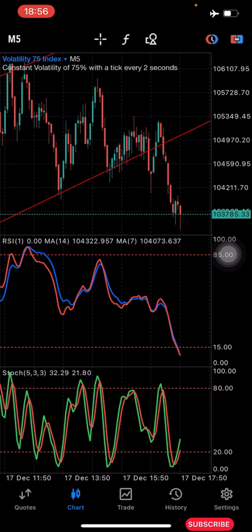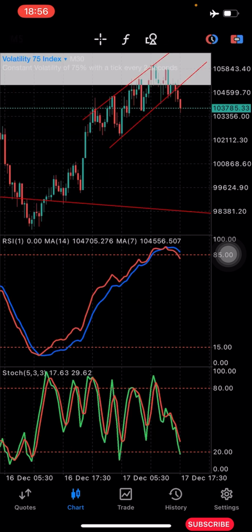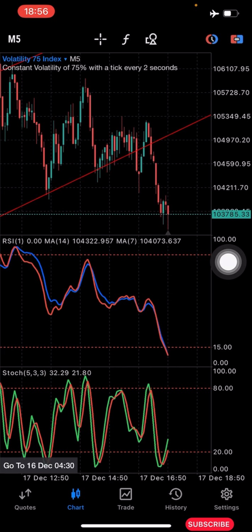Let me go again one more time. You analyze from the 30-minute time frame. Once you see that this red line is below the blue, you look for sell trades only. Now you go down to your 5-minute time frame. You want to look for a sell condition before taking any sell.